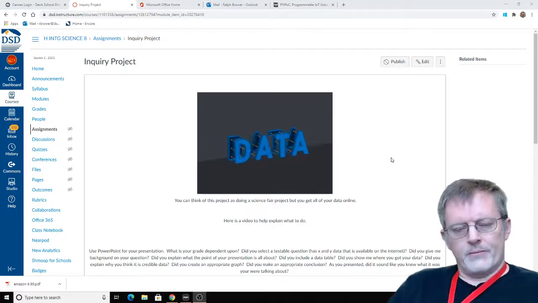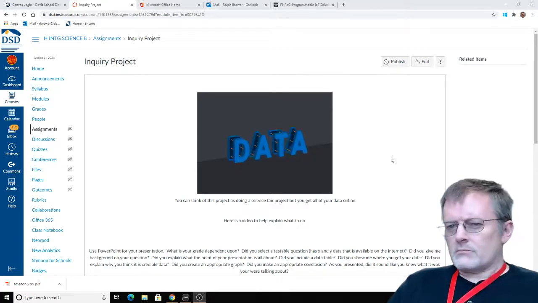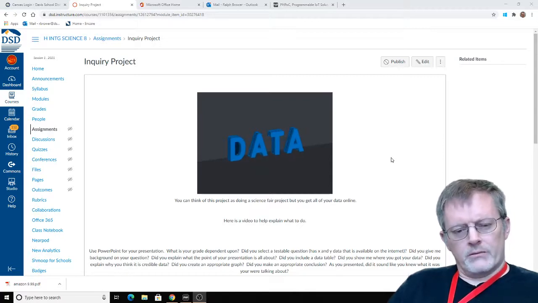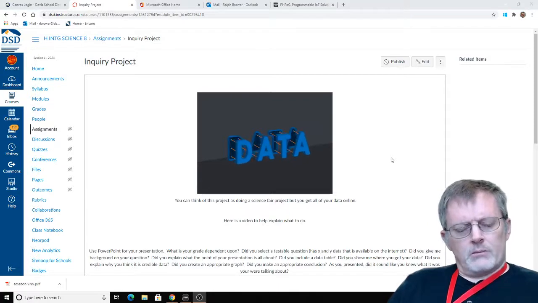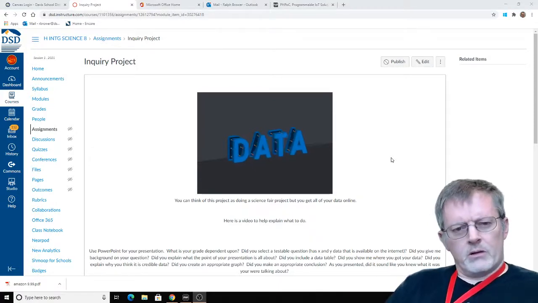It's kind of like doing a science fair project, except instead of going home and gathering your data from a limited amount of measuring devices at your home, we're going to be collecting our data from the internet. So this allows us to think about a lot more questions than we could with a typical science fair project.